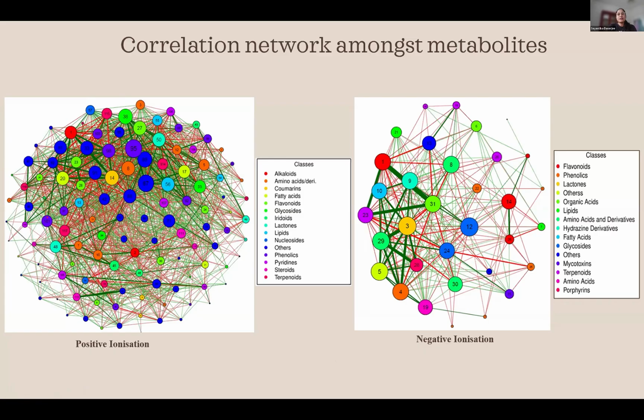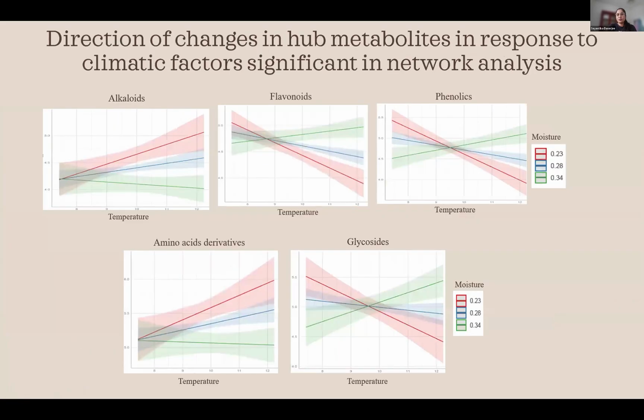From this network analysis, I selected a few important ones. And here we see that flavonoids, phenolics, and glycosides, all of these three, which play an important role in defense and stress related mechanisms, increase with increase in temperature and high moisture levels. And the opposite is observed for alkaloids and amino acids, which fall in the primary metabolite classes.